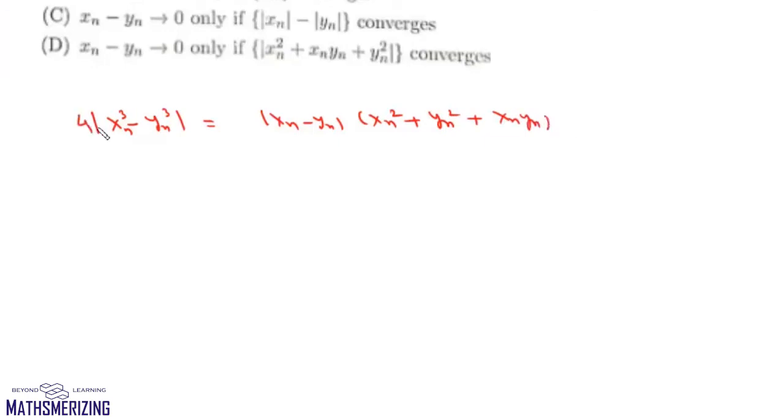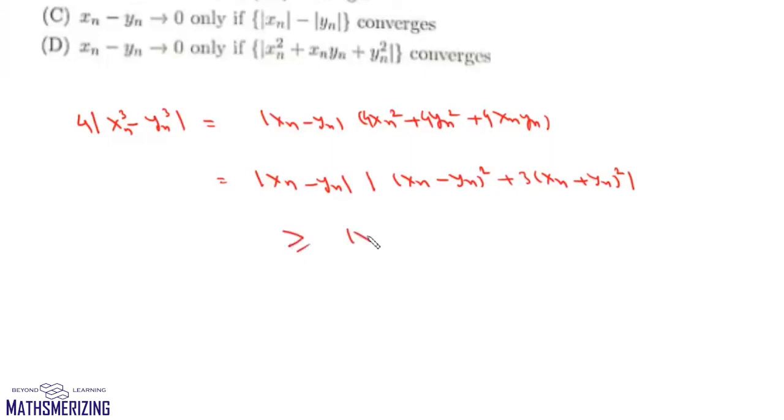Now we'll multiply everything with 4. So we'll get 4 xn square, 4 yn square, and then 4 xn yn. Now we can rewrite this as mod of (xn minus yn) times mod of ((xn minus yn) whole square plus 3 times (xn plus yn) whole square). Now it will always be greater than or equal to (xn minus yn) whole cube.